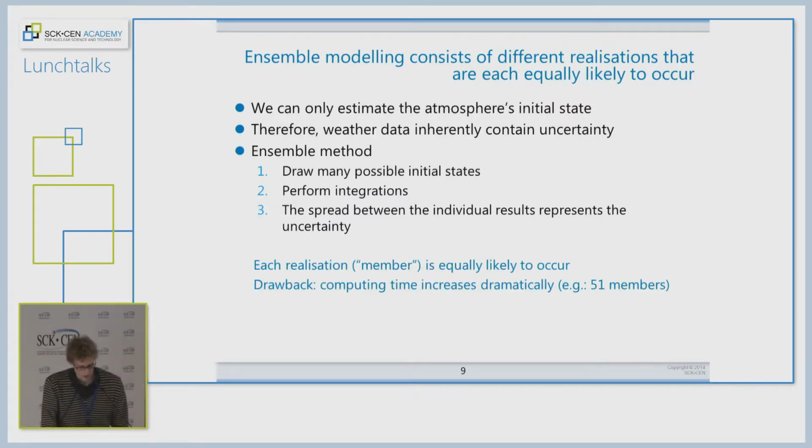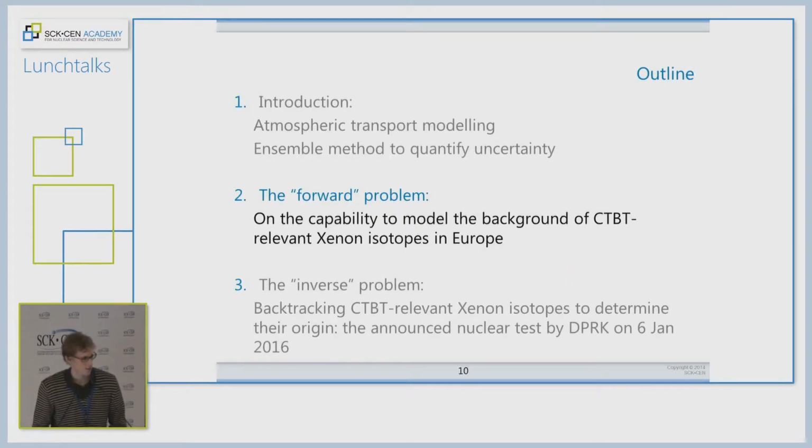So each realization or member is equally likely to occur, as I said, but of course the drawback is that the computing time increases dramatically. For instance, now we work with 51 members, which means that the computation time increases by a factor of 51. Okay, I hope the ensemble method is a bit clear. I look forward to the feedback during the lunch.